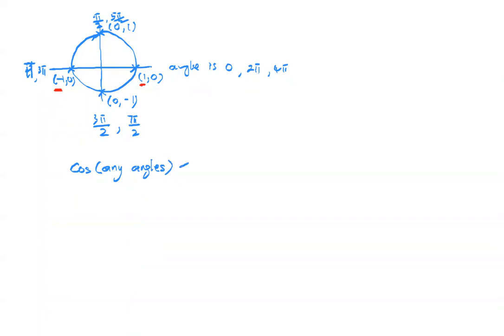Highest, 1. Lowest, -1. So this is the maximum and minimum. So when you talk about trigo maximum and minimum, you don't need to differentiate. Understand? Understand? How about sin?